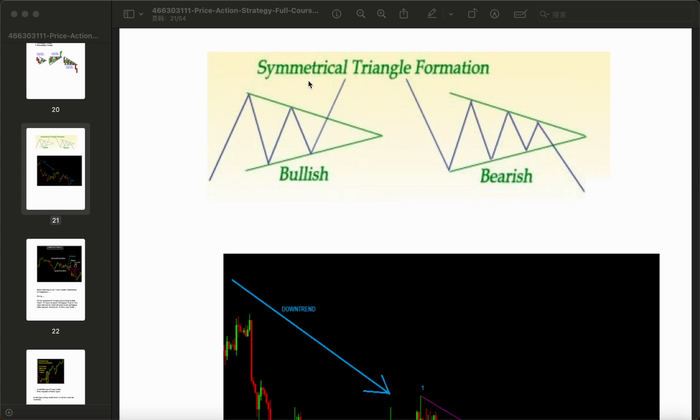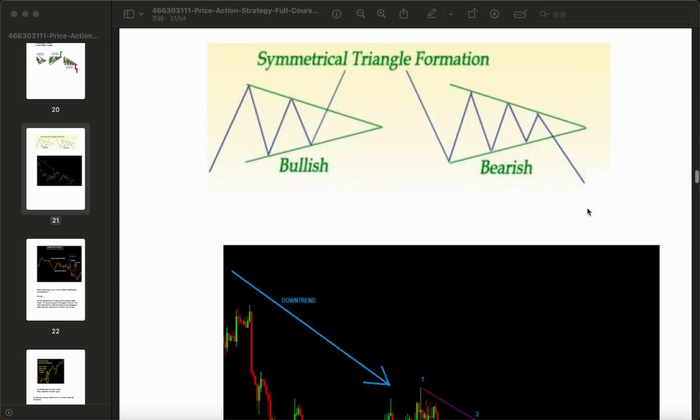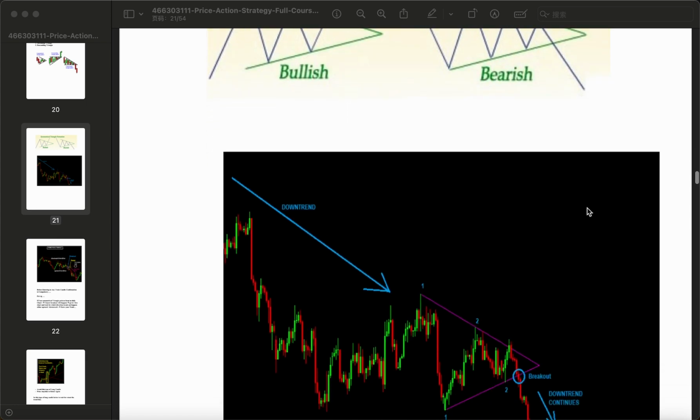There will be a bullish one and there will also be a bearish one. The difference is that the price is acting like a triangle, and then it breaks the upper side of the triangle. And for the bearish part, we see that the price hits below the down part of the triangle.